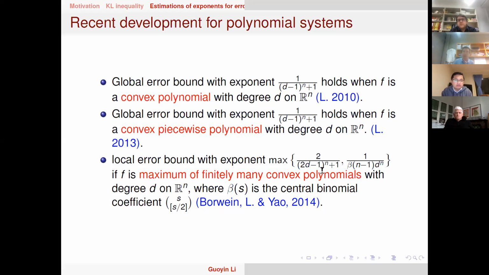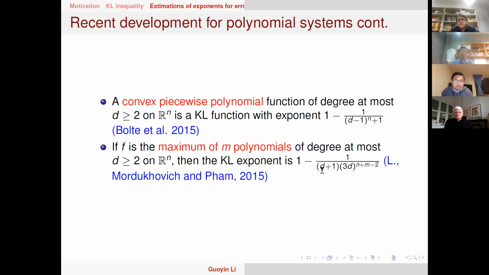Okay, and moving to non-convex cases, as I explained, you can look at the maximum of n polynomials, and actually they can be non-convex. This is joint work with Boris and Tenzong. Again, there are exponents in terms of the degree d and the dimension n, and also the number of polynomials involved. Actually, here we look at the KL exponent rather than error bounds.